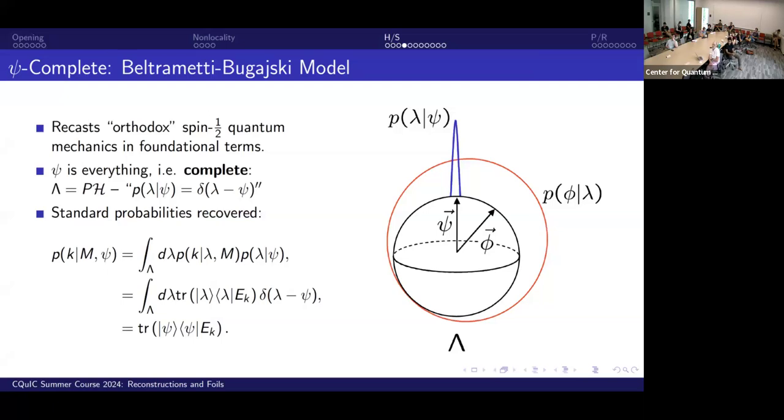Now, again, I'd like to specify that there are all these details for these models, but these models themselves aren't very important here. What's important in this discussion is that these are examples of these different kinds of theories: psi-complete, psi-supplemental, and psi-epistemic theories.